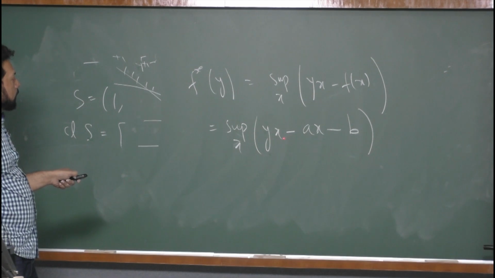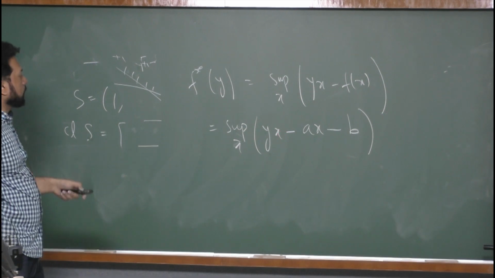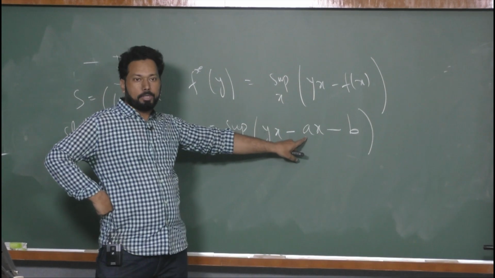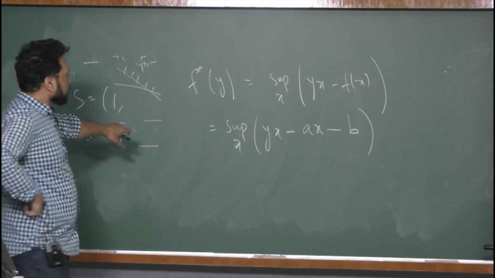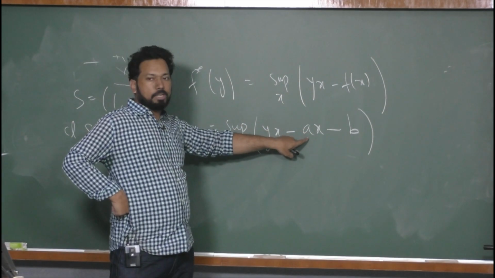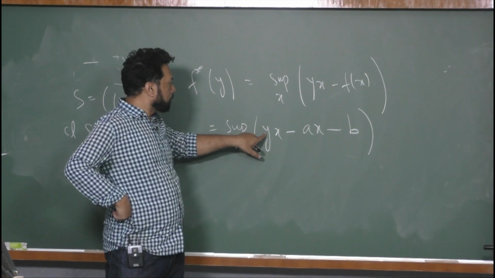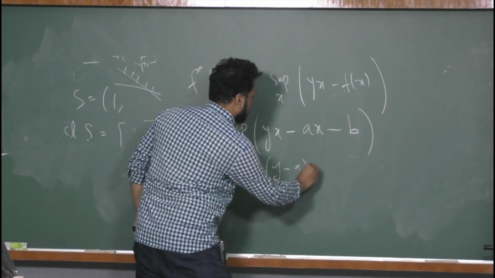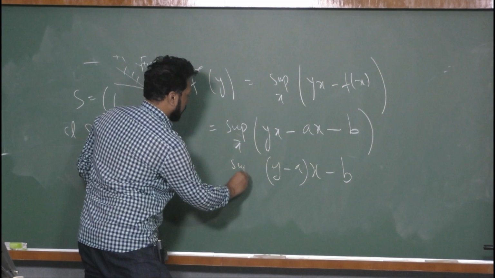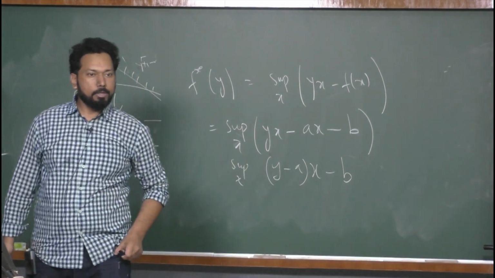Y is a constant, so you can increase x. Because I want to take it to plus infinity, our goal is to see whether it goes to plus infinity. If a is positive, this guy is negative, and it also depends on whether y was taken to be positive or negative. We could have simplified this as (y minus a) x minus b, so that we focus on this. In that case, we can make it go to infinity, right?